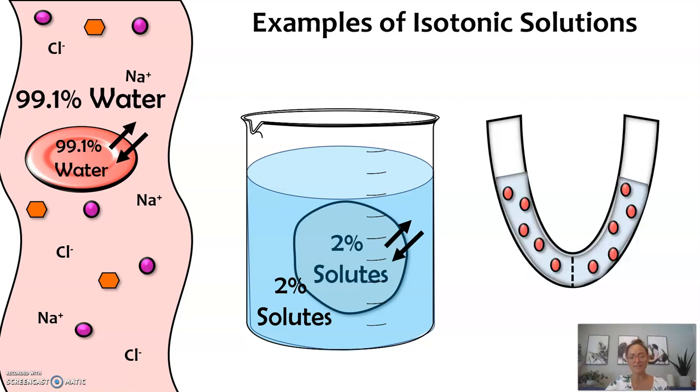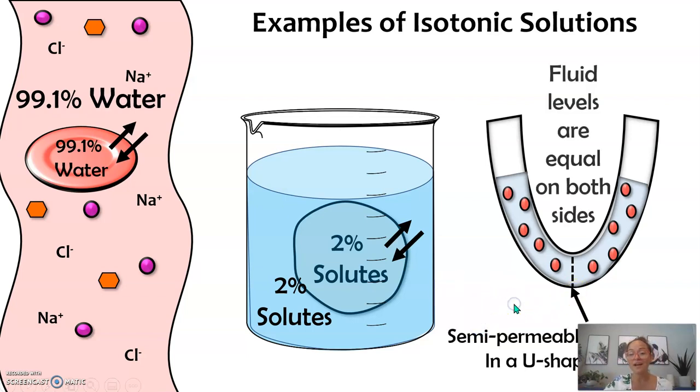Then sometimes you may see what's called a U-tube, and on this U-tube, there's usually a semi-permeable membrane along the bottom, and here, if both sides are of equal concentrations, you're not going to see any net movement one way or the other. The fluids will be equal on both sides.